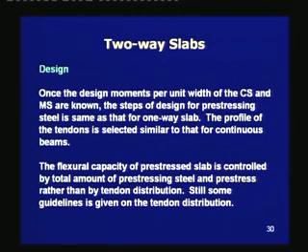Once the design moments per unit width of the column strip and middle strip are known, the steps of design for prestressing steel is same as that for one-way slab. The profile of the tendons is selected similar to that for continuous beams. We had studied how to design the prestressing steel for a one-way slab.